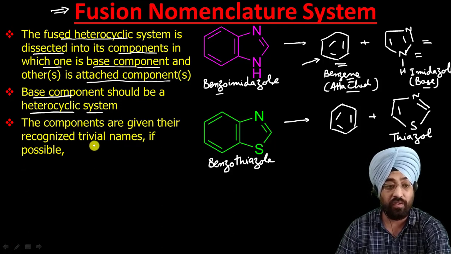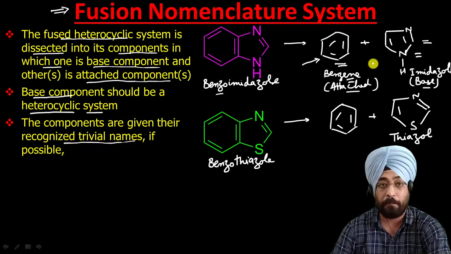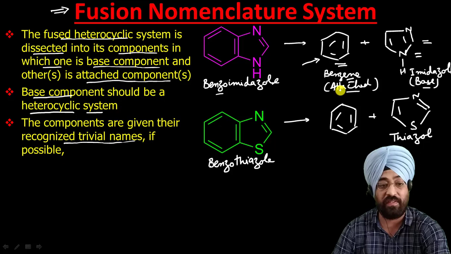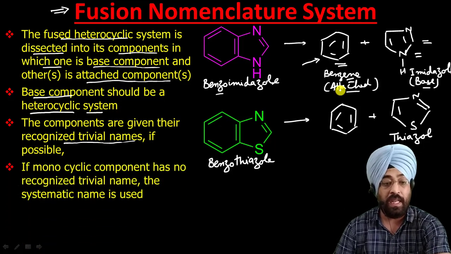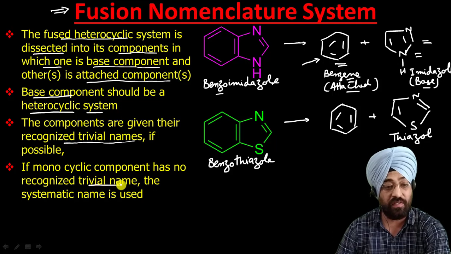First we try to give them their recognized trivial names if possible. If a compound has any trivial name, then we give it, like benzene and imidazole; they have trivial names, so we give them their trivial names. And if any of these components has no recognized trivial name, then we find the name by the Hantzsch-Widman rule, which is called a systematic name.